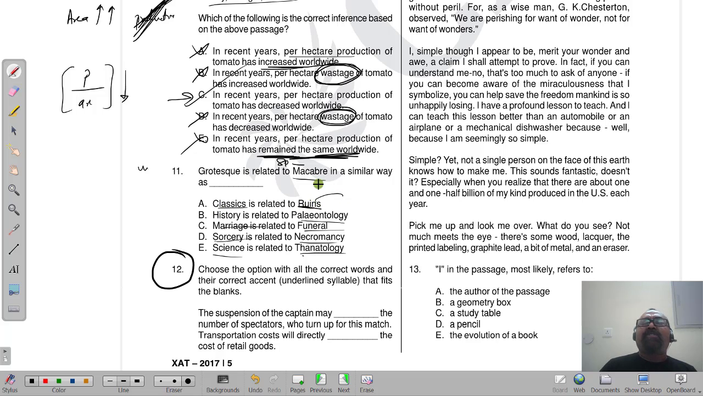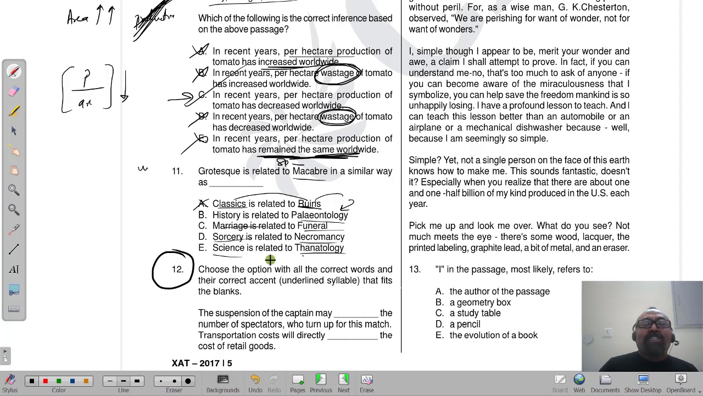So ruins is okay, a death, but classic and ruins have got no relation. At least these are both related in the sense of unpleasantness. One is specific to death, the other is much more general unpleasantness. History is not related to paleontology. Paleontology is studying fossils, but history is also about the past. This does not have the connection. Marriage is related to funeral. This is like a crazy relationship.